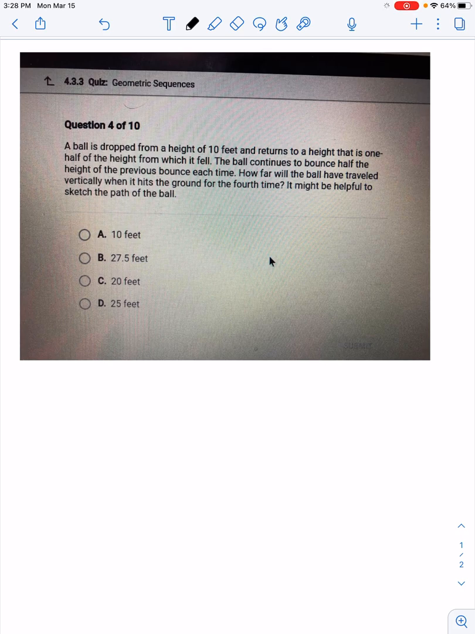Okay, so first off, I just want to tell you that you did plug in, to find the partial sum of this problem, you did the formula correctly. So we know the partial sum is, we take the original value, which we call a sub 1, and then 1 minus r, the ratio to the nth power, all over 1 minus r. The problem is when we plug this in, it asks you how far will the ball have traveled vertically.